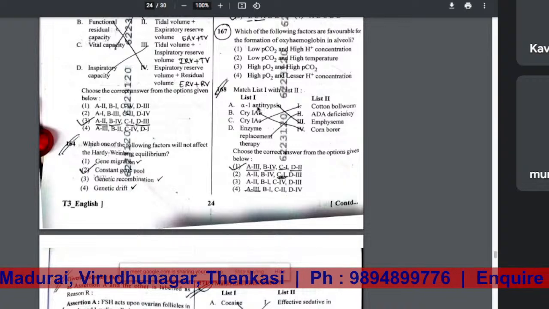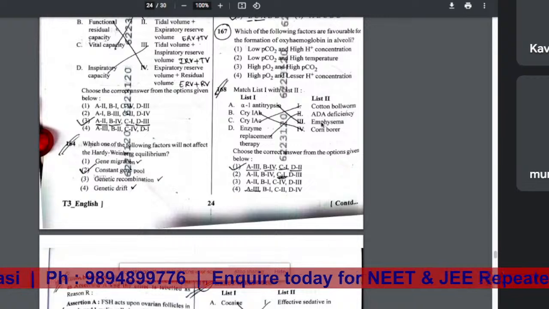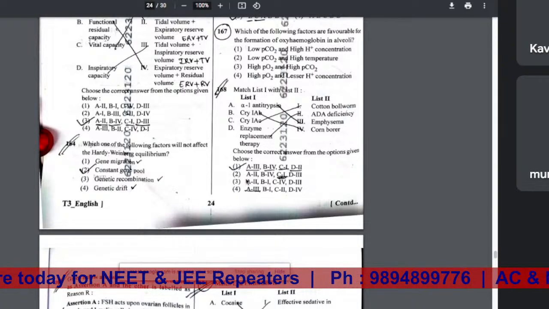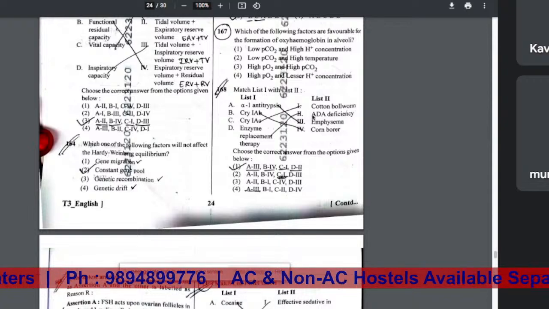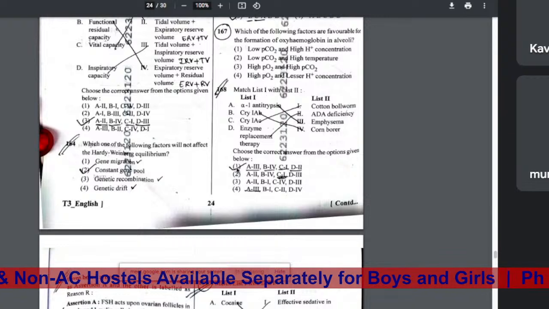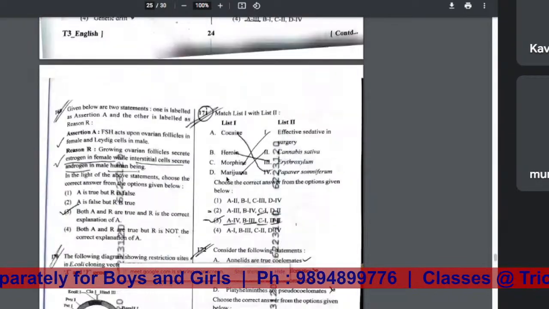You should also know that alpha-1 antitrypsin is used in the treatment of emphysema. So if you start with that, probably you have two options to eliminate. But if you know that enzyme replacement therapy is ADA deficiency, you'll be able to narrow down in the first row itself. The correct answer for this question is option 1. Moving on to the next question.